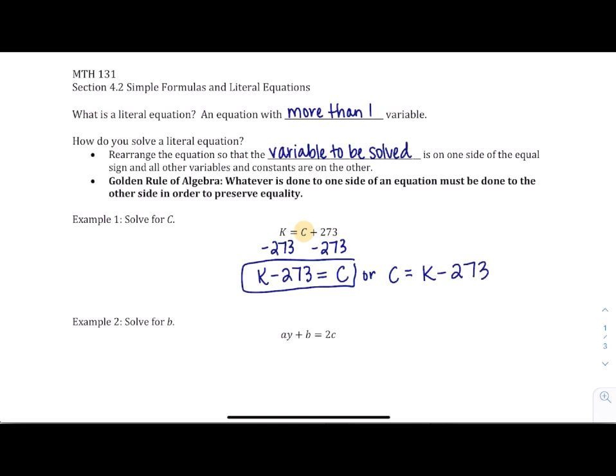In example 2, we need to solve for b. So again, we find the variable that we're looking for. Right now, I have ay plus b, and if I want b by itself, I can subtract the entire term ay, and those will cancel, leaving me with just b on the left. On the right, I cannot combine 2c and ay because they have different variables, and so I will just combine them as an expression, 2c minus ay, and we're done.